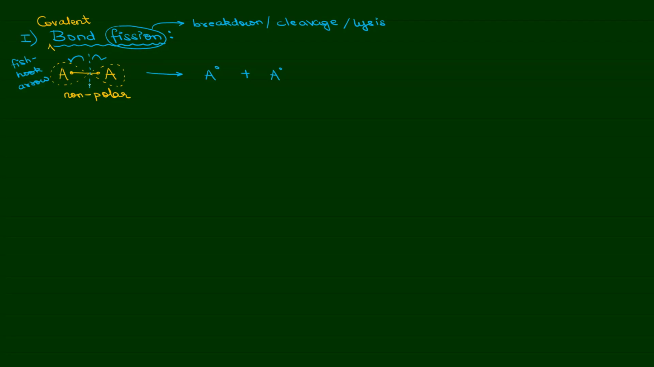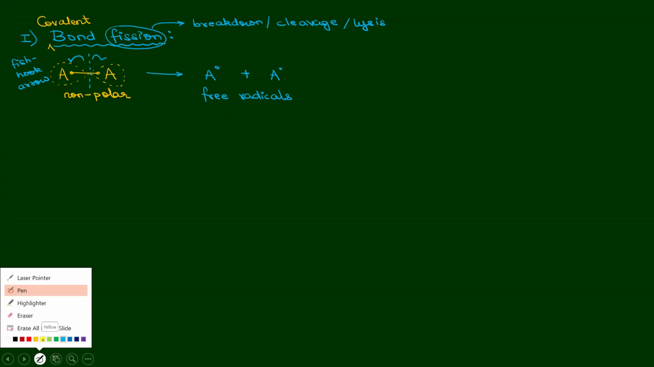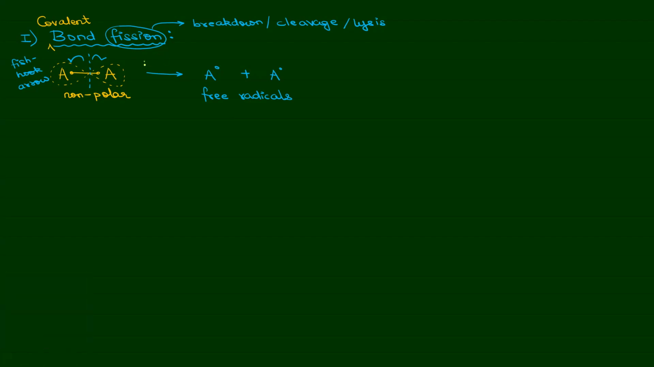So this symmetrical breakdown of a covalent bond resulting in the atoms taking one unpaired electron each gives free radicals. The A dot and A dot are referred to as free radicals because radical refers to the unshared valency. Now coming to the name, such type of lysis, meaning the symmetrical breakdown of a covalent bond, is called homolytic cleavage or simply homolysis.